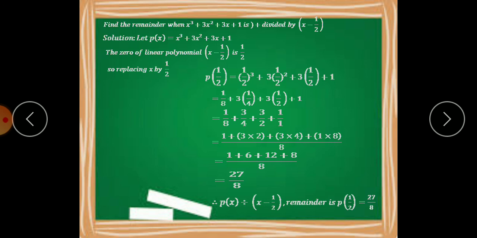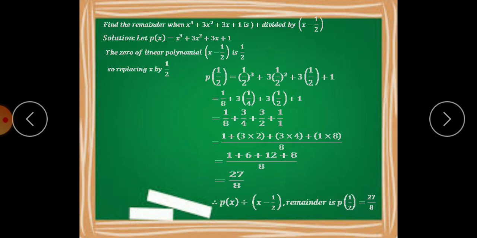(1 by 2) whole cube is 1 by 8. (1 by 2) whole square is 1 by 4, and 1 by 2 is 1 by 2. So let us simplify and write as one fraction: 1 by 8 plus 3 by 4 plus 3 by 2 plus 1. Now this is nothing but addition of rational numbers where we find the LCM of denominators. From our 5th class we have learned that if any one number is the multiple of the others, the greater one is the LCM. So 8 is the multiple of 4, 2 and 1, so 8 is the LCM.